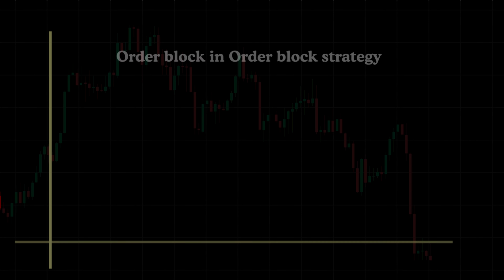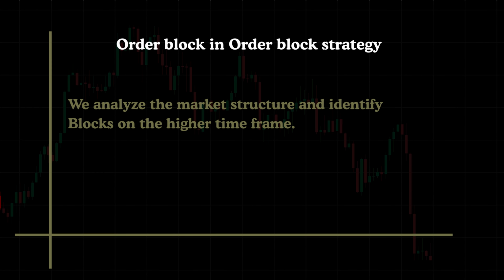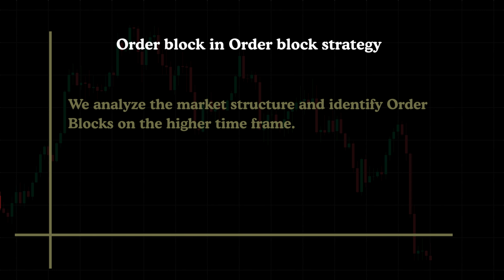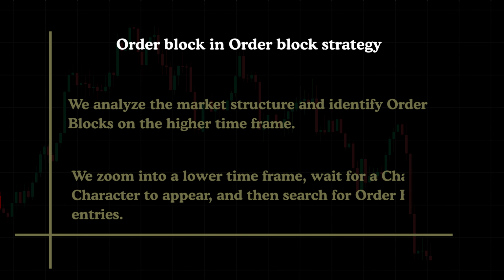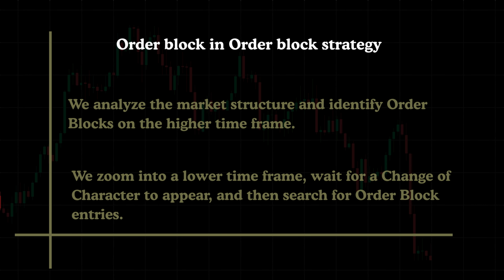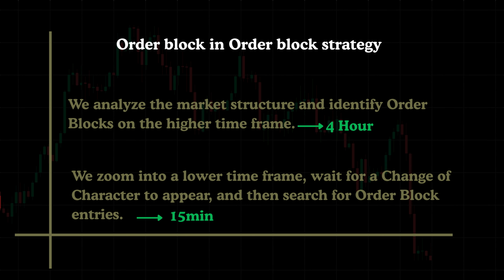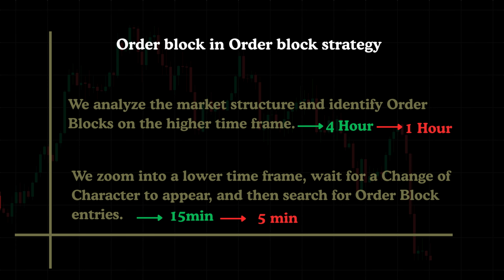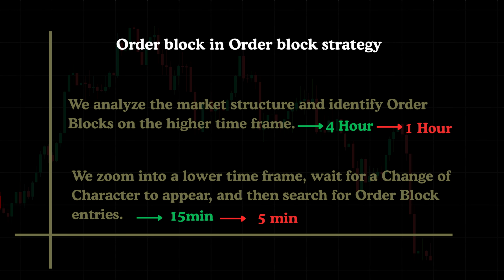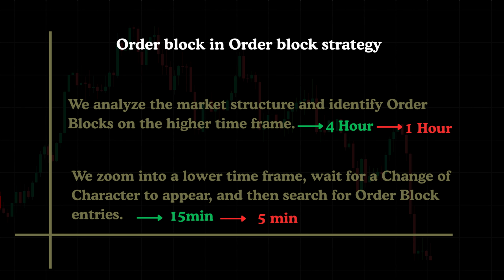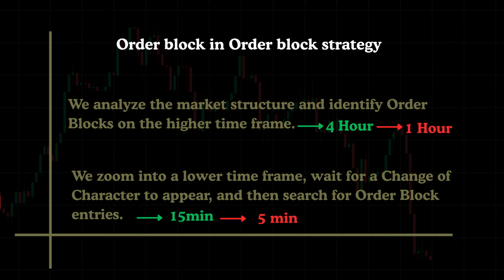This strategy has two main steps. First, we analyze the market structure and identify order blocks on the higher time frame. Second, we zoom into a lower time frame, wait for a change of character to appear, and then search for order block entries. For example, if we have identified order blocks on the 4-hour chart, we look for entries on the 15-minute chart using the same approach. If the higher time frame is 1 hour, we search for entries on the 5-minute chart. Keep in mind, this strategy is not tied to any single time frame, but your entry time frame must always be at least 2 times lower than your analysis time frame.